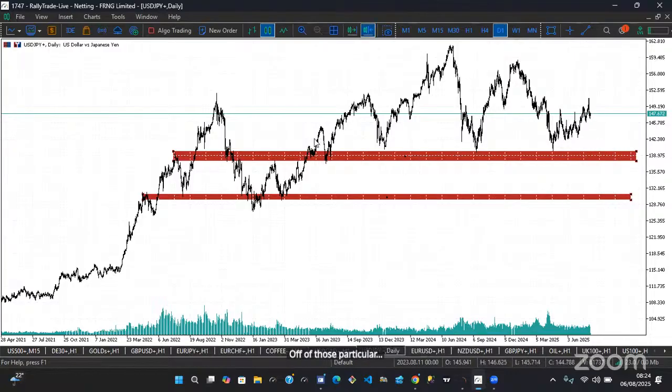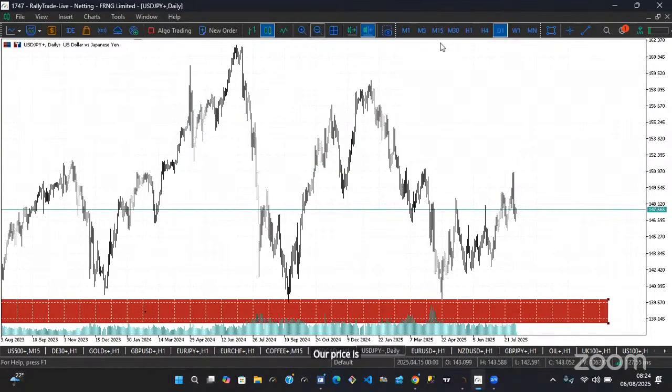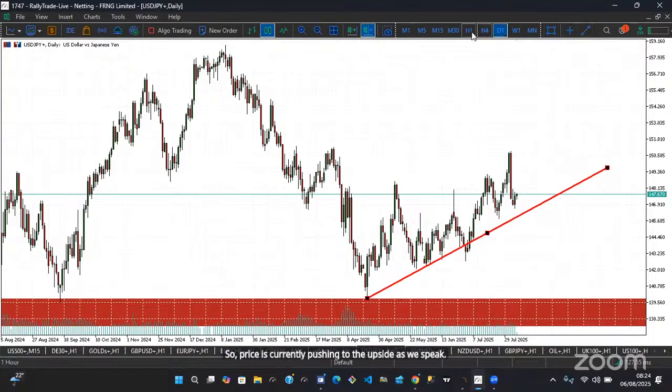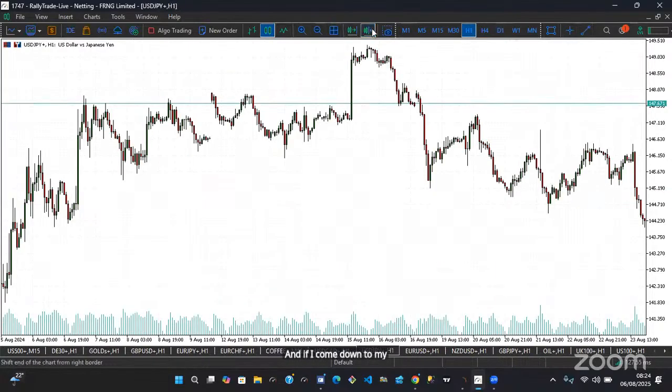And every time it bounces, it goes high. The first time this level bounced, it went as high as this. The third time went as high as this. Now the fourth bounce had happened, and price is currently on its way to the upside. So if I'm to trade this, the price is currently pushing to the upside as we speak. And if I come down to my lower time frame to look out for my entry points.